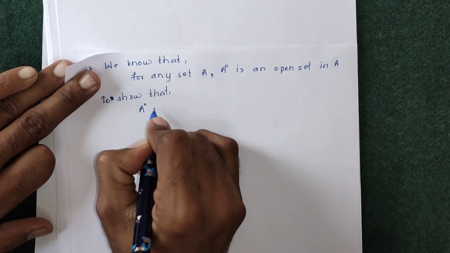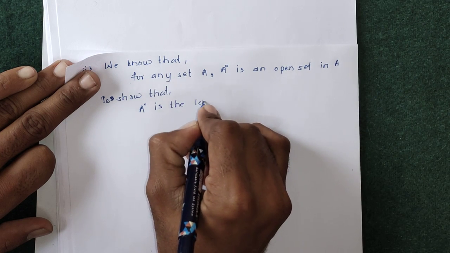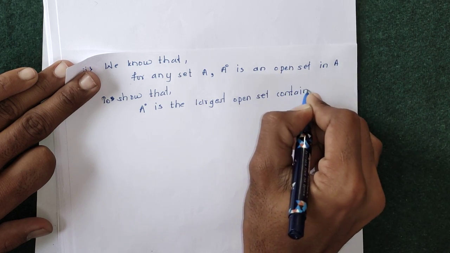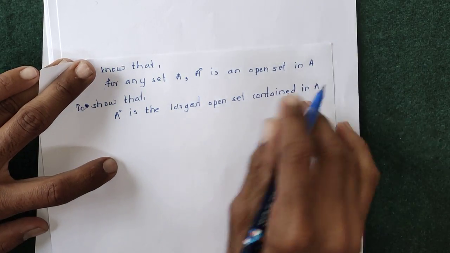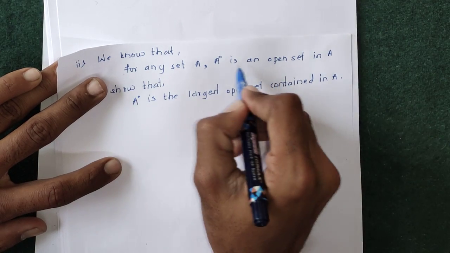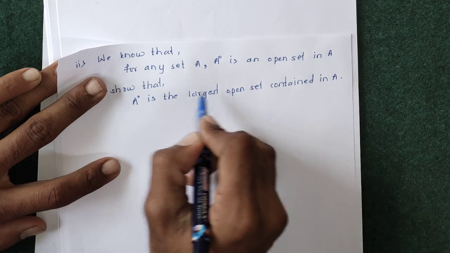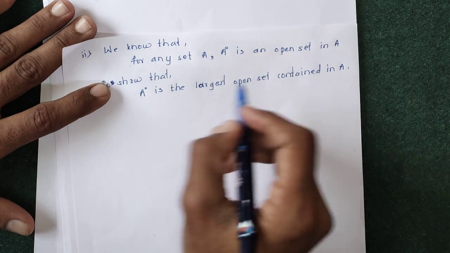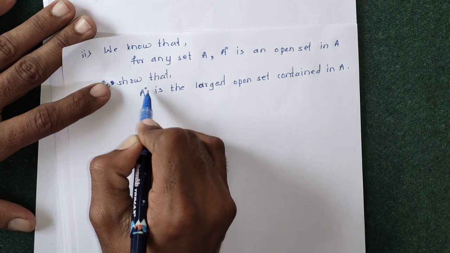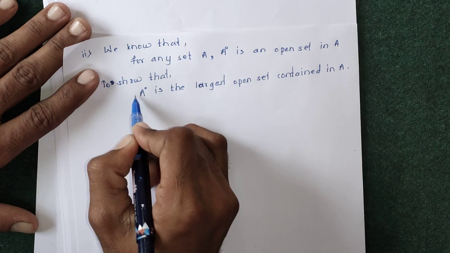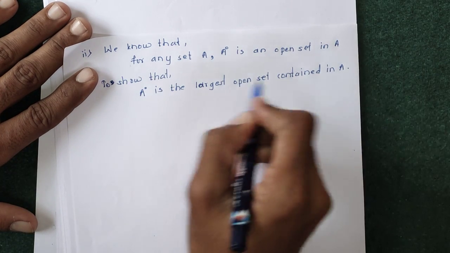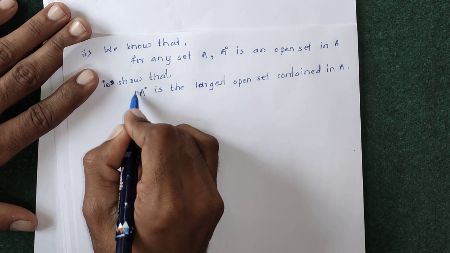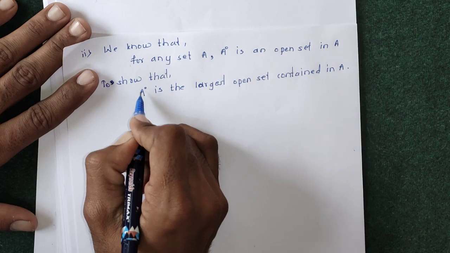To show that A interior is the largest open set contained in A, we have to prove that A interior is largest. Here A interior is an open set. Now we only have to prove that A interior is the largest set in A. Suppose there is some other open set in A, and if that arbitrary open set lies inside A interior, then we can say that A interior is largest. So we will take one open set U in A, and if that arbitrary open set U lies inside A interior, then A interior is largest, because A interior contains all the other open sets.